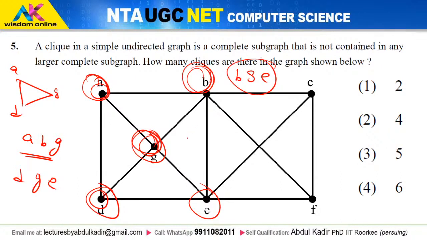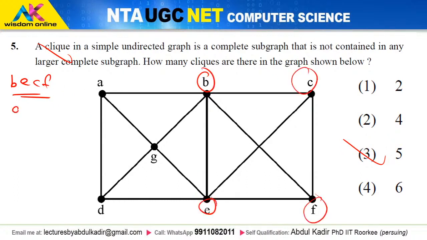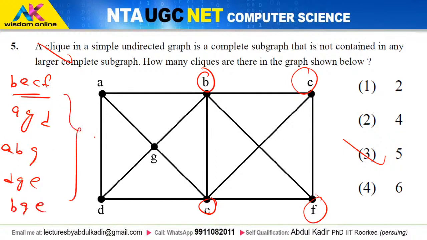So you can see we have a total of 5 maximal cliques. And he is asking how many maximal cliques we have. So the answer will be 5. Remember, B, C, E, F is a maximal clique. A, G, D is a maximal clique. A, B, G is a maximal clique. D, G, E is a maximal clique. And B, G, E is a maximal clique. So these are the 5 maximal cliques we have. So the answer will be 5.